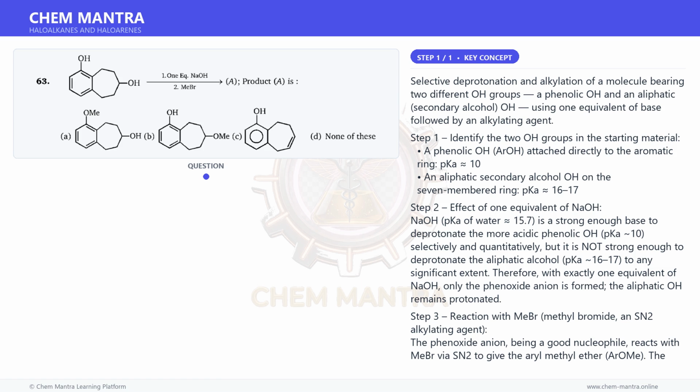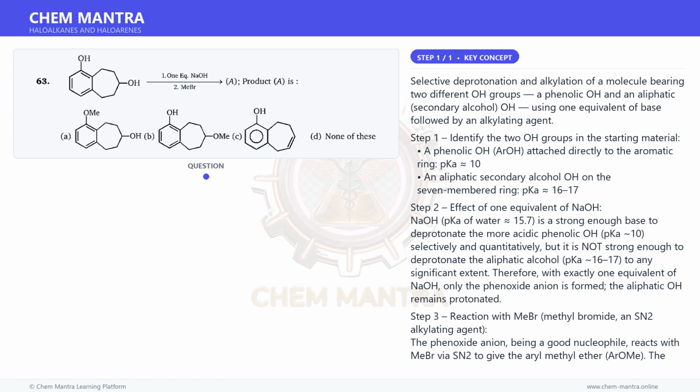Step 1. Identify the two OH groups in the starting material. A phenolic OH, ArOH, attached directly to the aromatic ring, pKa about 10. An aliphatic secondary alcohol OH on the 7-membered ring, pKa 16 to 17.